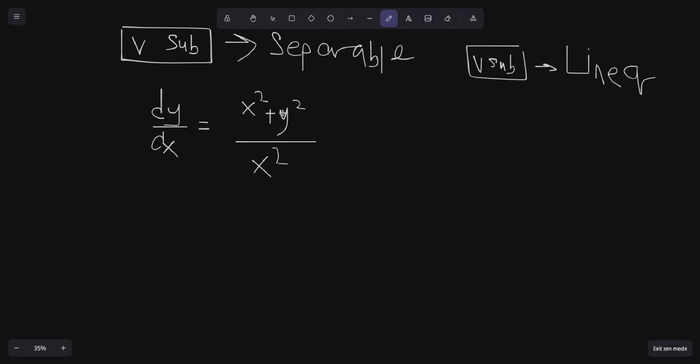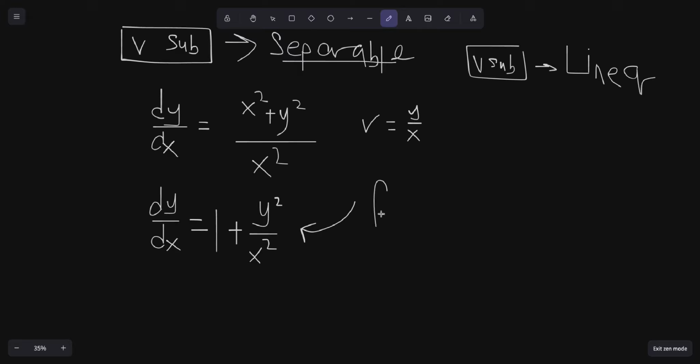First, let's separate this fraction. dy over dx is equal to 1 plus y squared over x squared. Now I'm going to let v be equal to y over x. A big sign that you should do v sub in order to turn it into a separable differential equation is when you have some function that looks like f of y over x. That is a very big hint that you should be doing this.